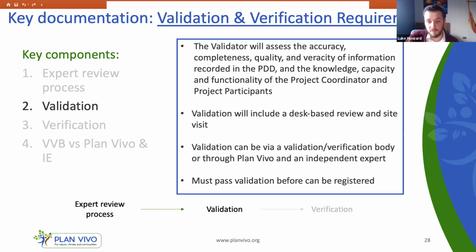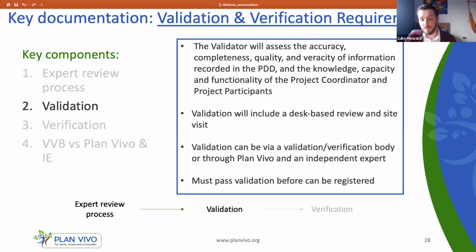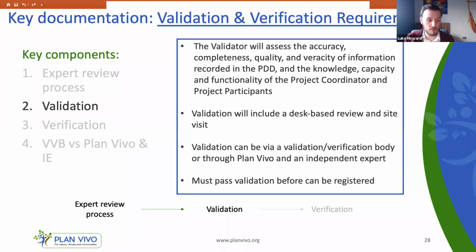The validation will include, therefore, a desk-based review and a site visit, and this can be completed by a validation or verification body, also known as a VVB, or through a combination of Plan Vivo and an independent expert. I'm going to explain the differences and the justifications for those two routes in a moment once we get to point 4 on that list. But I just wanted to highlight also why we have the expert review process in validation, and that's because of 2 reasons. One, we feel that validators alone might not have the level of expertise required to review all projects, types and situations on a global level and intervention types.